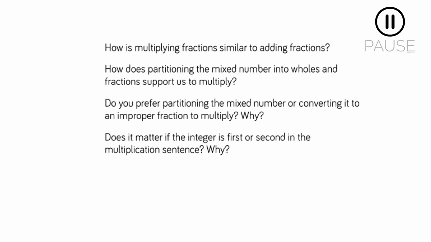And then the next one is a preference question, so that's down to you, as long as you explain why. And then it says, does it matter if the number is first or second in the multiplication sentence? So for example, if it was 3 times 1/5 or 1/5 times 3, would it make a difference? And the answer is no, because whichever way around you do a multiplication, the answer will still be the same. And we know this because we know, for example, 2 times 3 is 6 and 3 times 2 is also 6. So it doesn't matter whether the number is first or second.